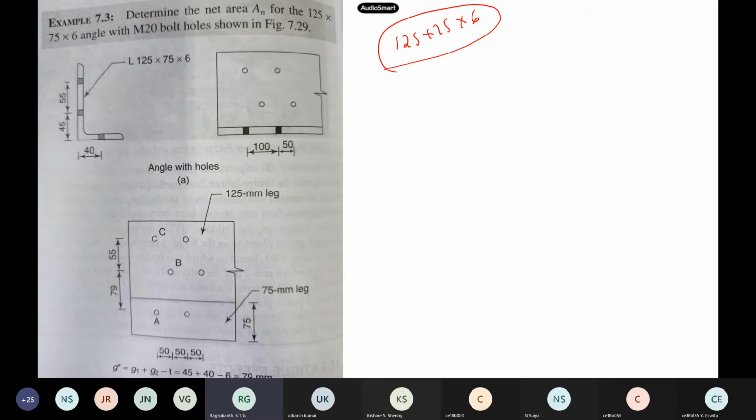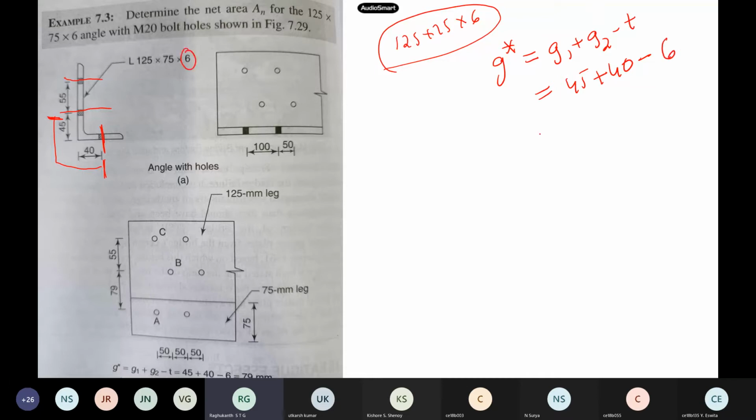Okay, so now you have to find out the new gauge distance. So this to this you know already, 55. Now from here to here, this has to be folded into a plate. So you will have a new gauge distance, G star. So G1 plus G2 minus t. The original things are 45, then 40, because the thickness is coming twice, this has to be subtracted. So minus 6 mm, the thickness of our angle section, so this turns out to be 79 mm. Okay, so this is the new gauge distance.